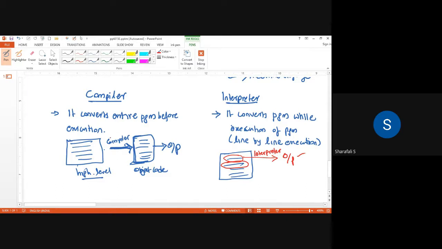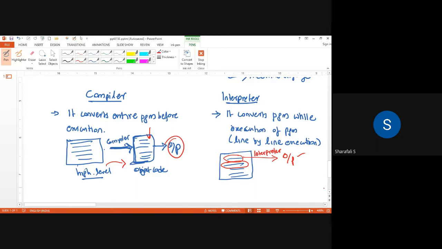But here in the compiler, we will be converting the high level language into object code, which is in the machine language form. After making this object code, the program will be executed and we'll get the output. But here line by line execution will be happening.